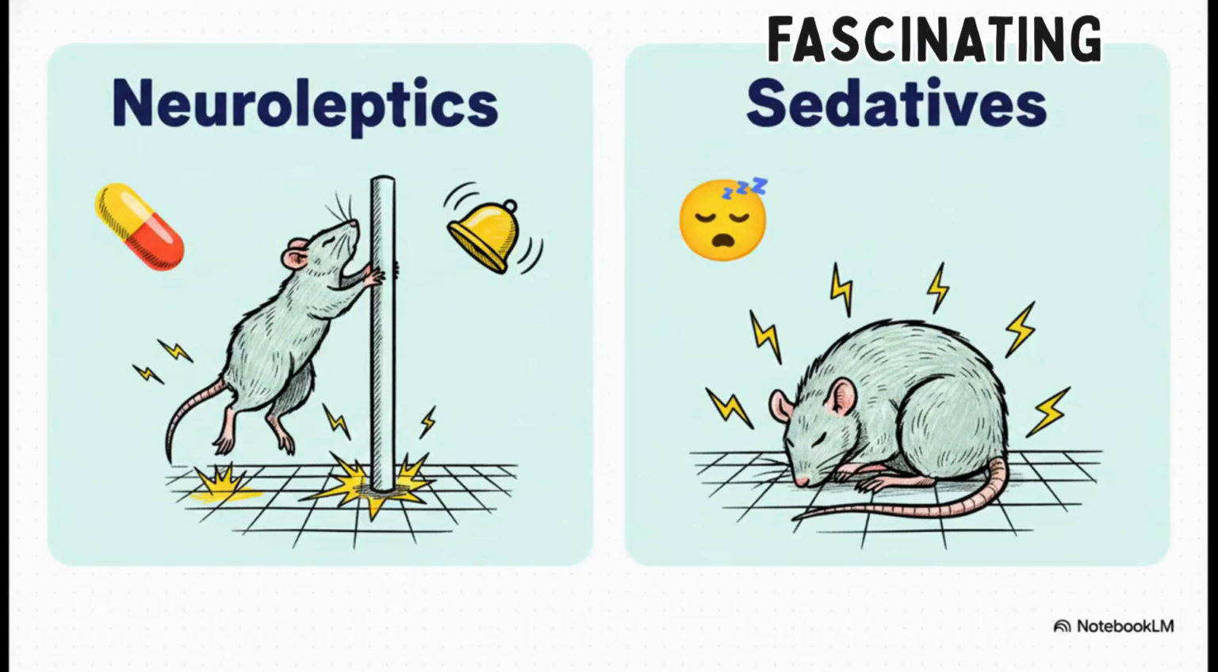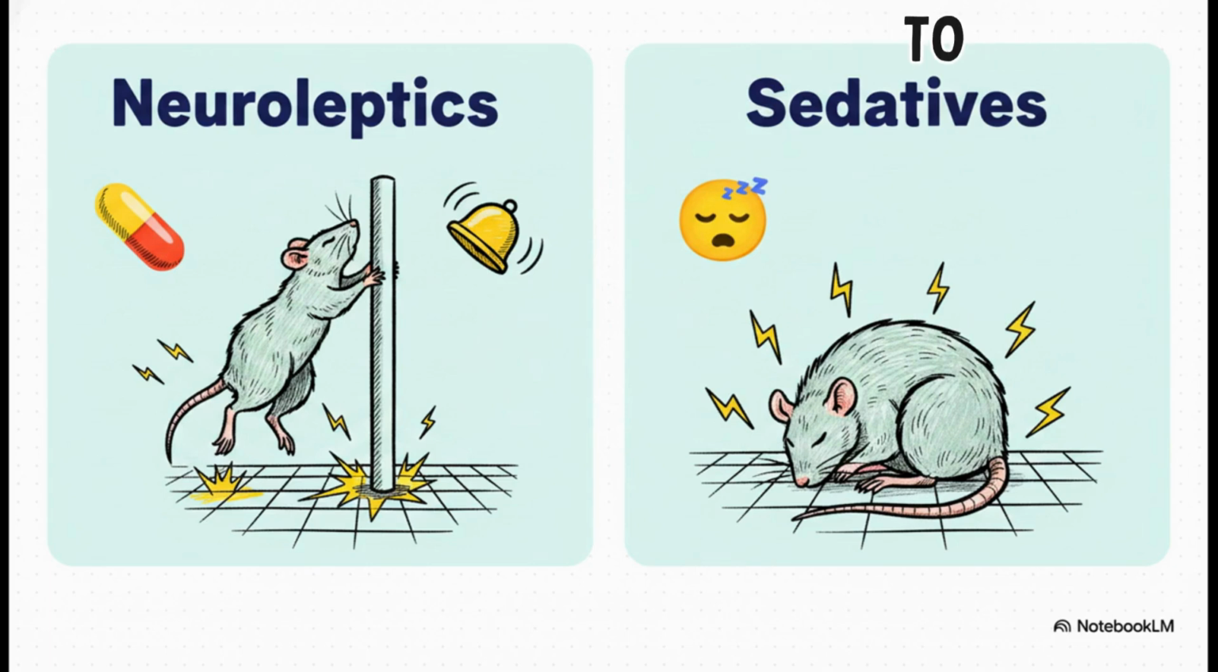Now, what's really fascinating about this slide is the E in our framework, evaluation. This is the absolute goldmine for your exam. How does this test prove a drug is an antipsychotic? It's a brilliant pharmacological distinction. If you give a rat a neuroleptic, an antipsychotic drug, it selectively suppresses the avoidance behavior. The rat hears the bell but just kind of sits there. It doesn't climb the pole. But when the shock actually hits, it will still climb the pole to escape. It can move, it just stopped anticipating.